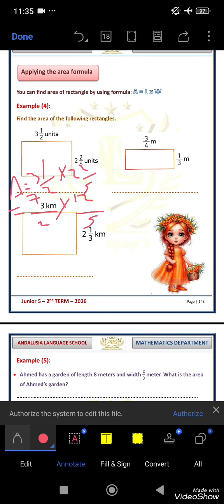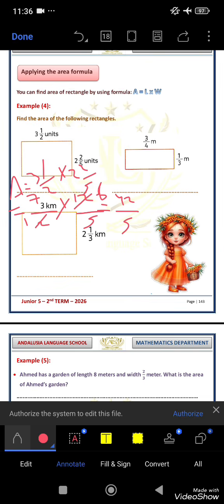Here we have simplest form. Before solving, you can simplify them. Divided by 2 it's 1, divided by 2 it's 6. So 7 times 6 is 42 over 5 square units.